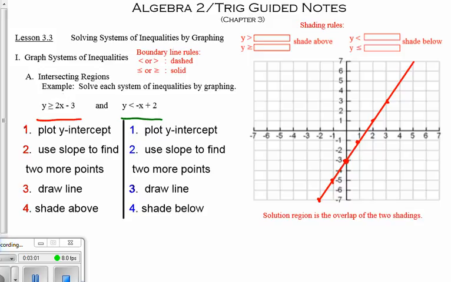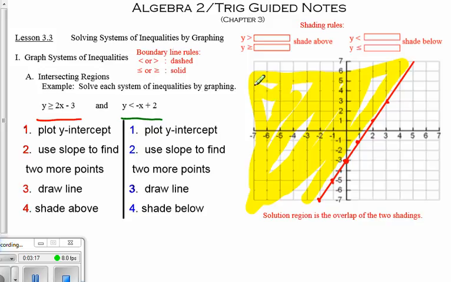Now, if we wanted to shade a region that would fit there, again, we'd be shading everywhere above because we have the greater than or equal to. So I'm going to use this little highlighter, and we're going to say everywhere in here, this is all of the region that is greater than or equal to that line. So the next place we need to go, we'll look at our second inequality.